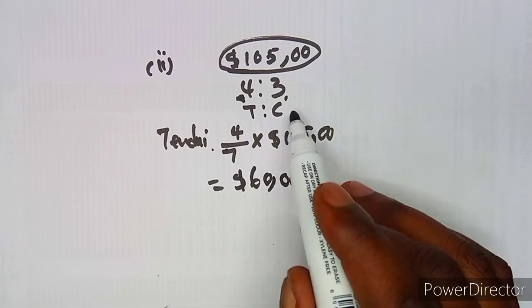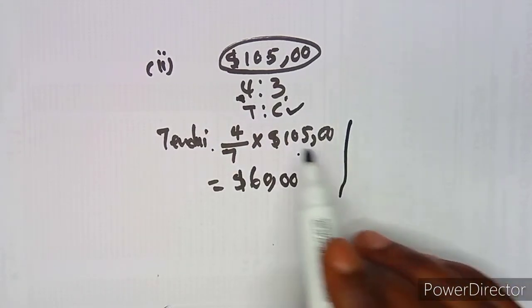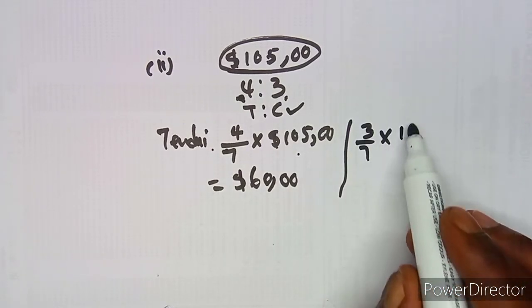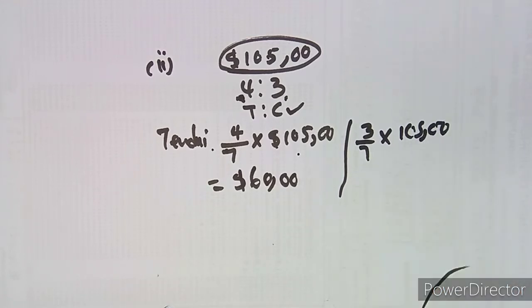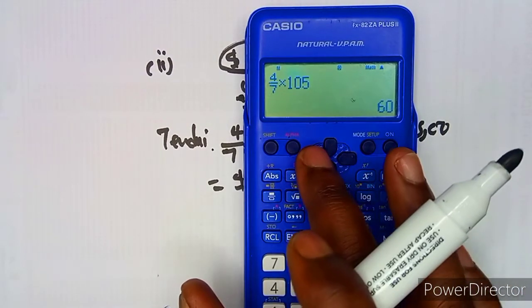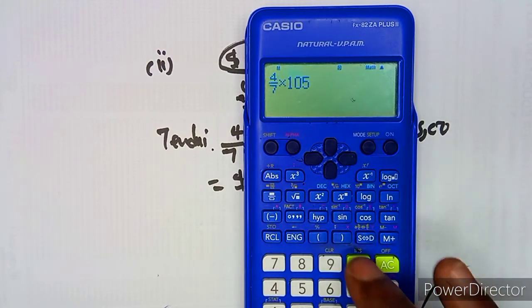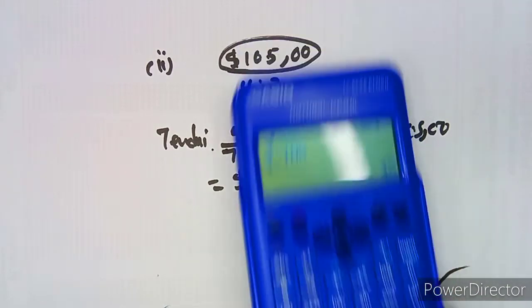What about Chipo's part? You can subtract this from 105, or you can just use the ratio of 3. So it's going to be 3 over 7 times $105, just like what we did in the previous part. If this is 3, we just put a 3 there. Okay, so it's going to be $45.